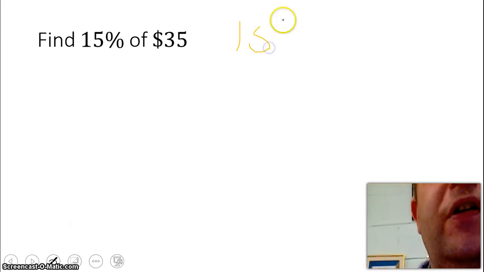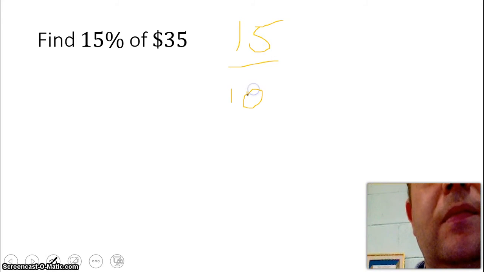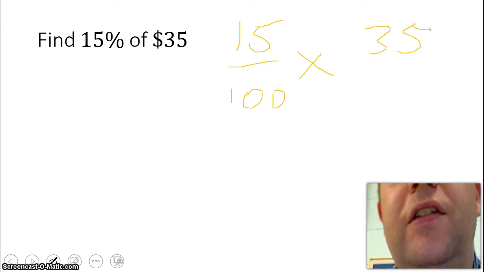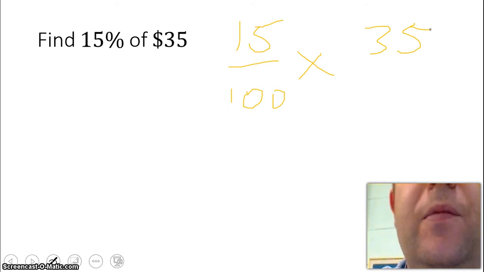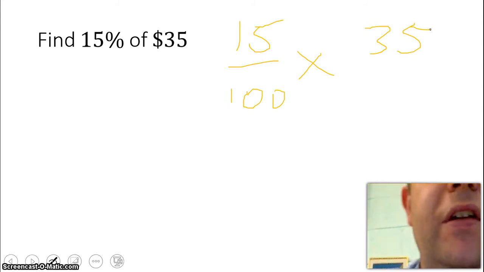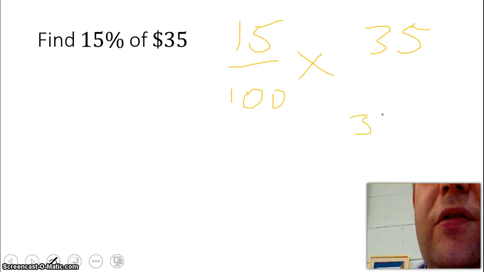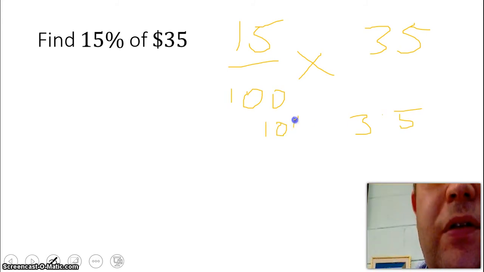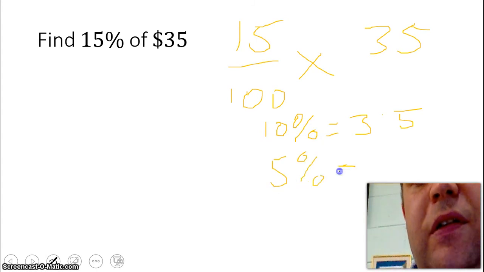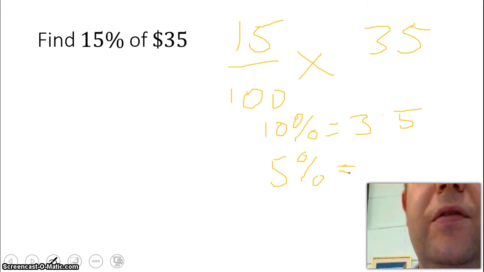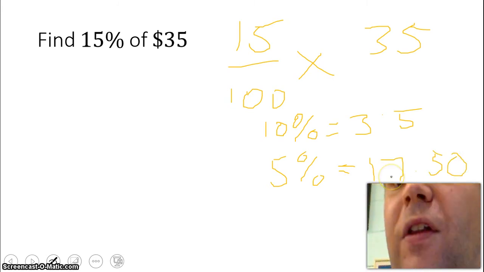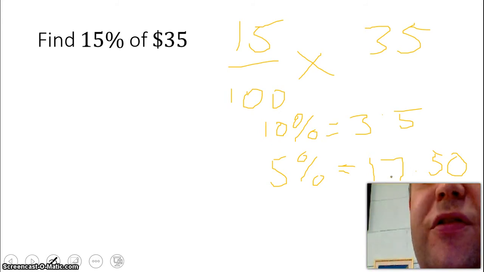So we've got 15%, which is 15 out of 100 times $35. The easiest way to do this one, I particularly like finding 10%. So 10% of $35 is $3.50. And to get 5%, 10% is $3.50, and 5% is half of $3.50. So half of $3.50 is $1.75. And then we're just going to add those two together.